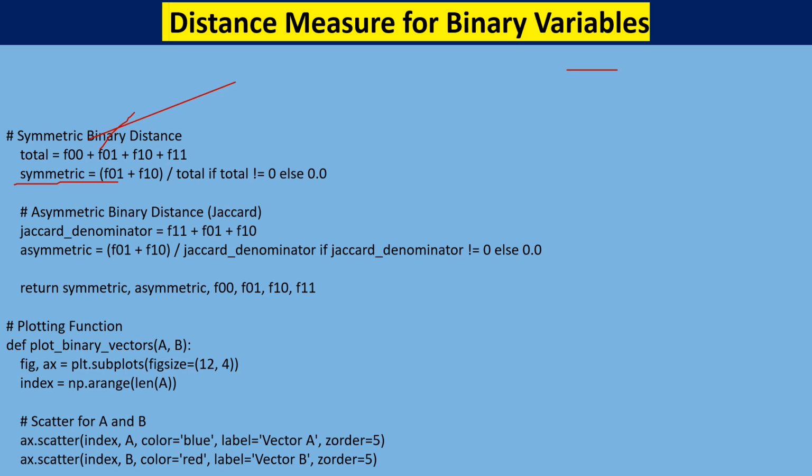Similarly, in asymmetric, we take f01 and f10 and divide by the Jaccard denominator. The result will be 4 by 5, which equals 0.8.